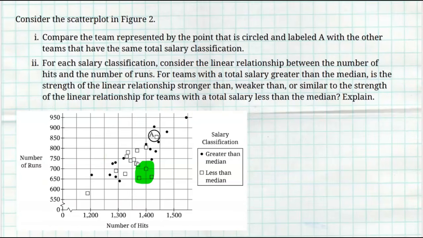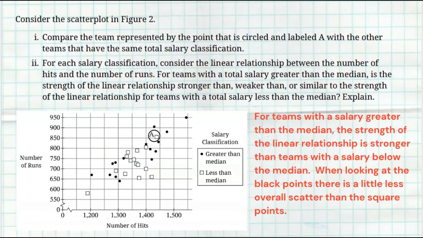So I believe that the black dots, those are the teams that have a greater than the median salary, have a little bit of a stronger relationship. So I wrote, for teams with a salary greater than the median, the strength of the linear relationship is stronger than teams with a salary below the median.